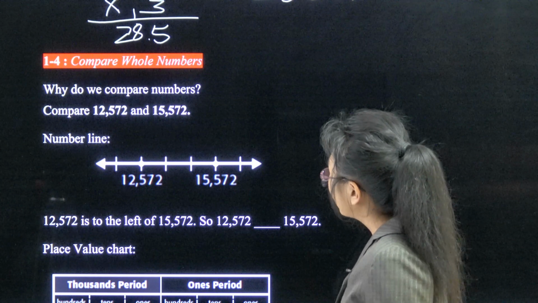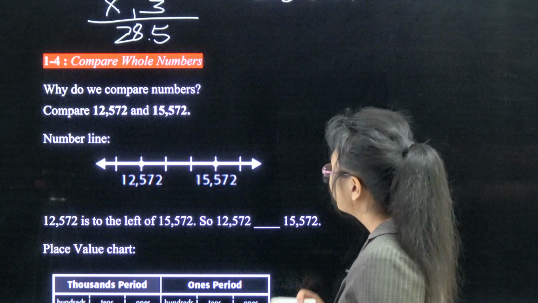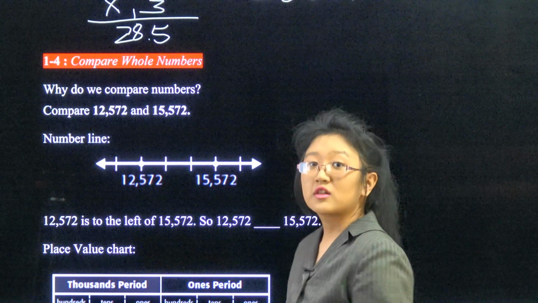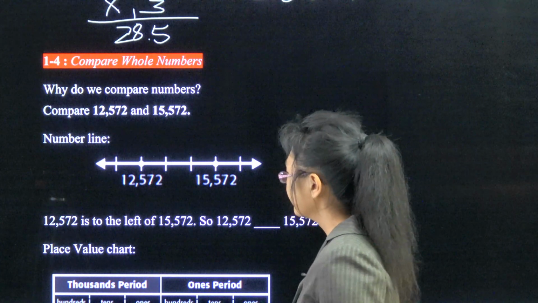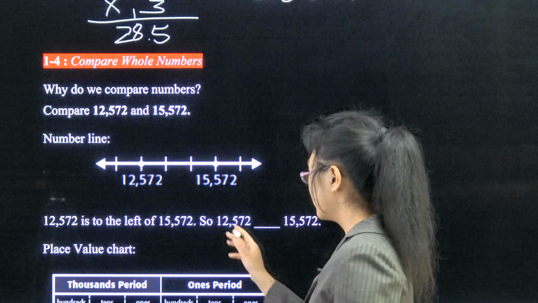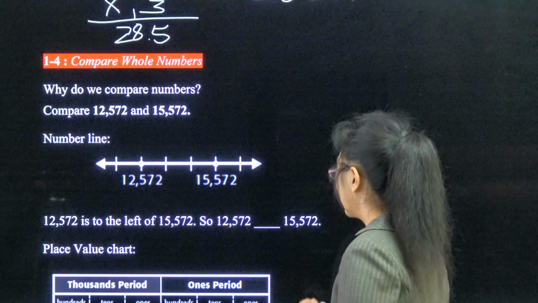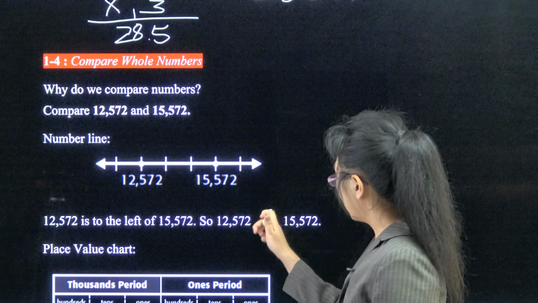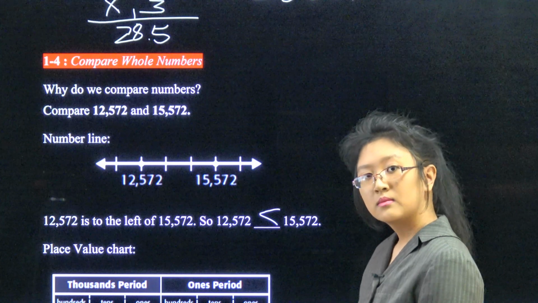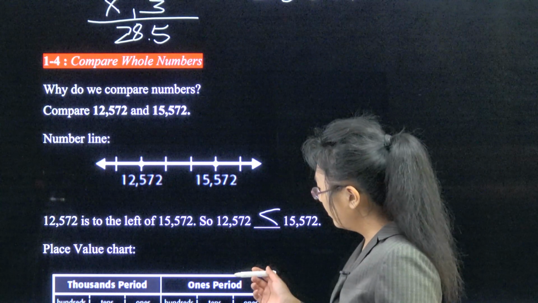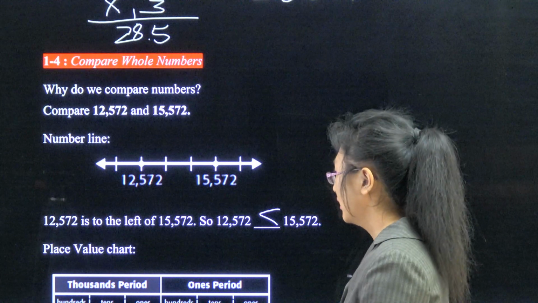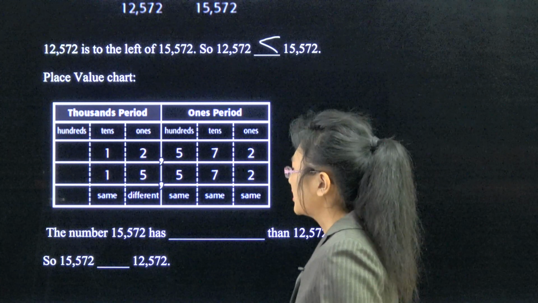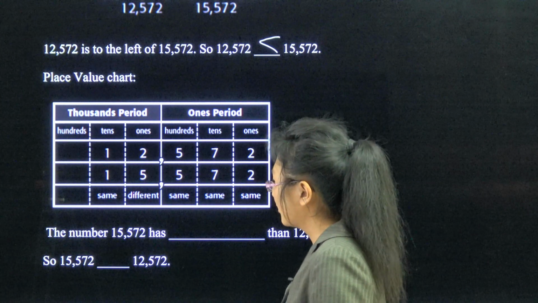12,572 and 15,572. So on the number line, if it's more to the left, then it's smaller. So that means that 12,572 is smaller than 15,572. And the smaller than sign is, well, this. Now we could do it with a place value chart instead. Or we could do it just in our head, mentally. Which is almost like a place value chart, but really you don't have to draw the chart out.